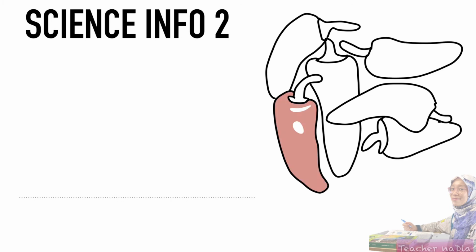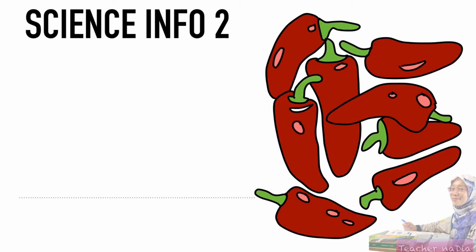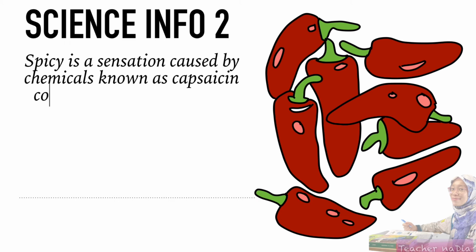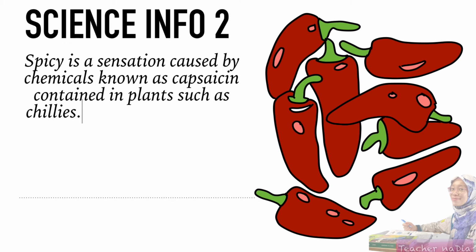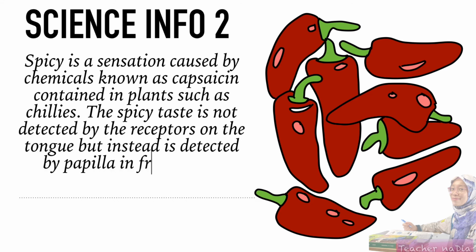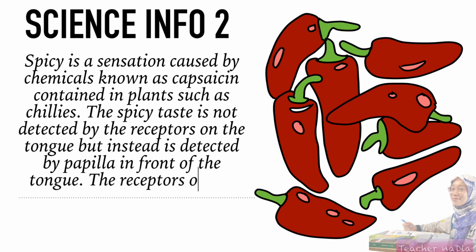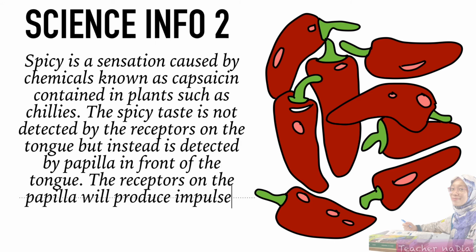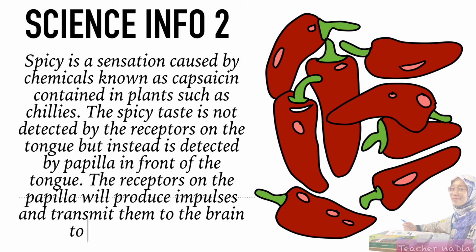The second info is about spicy. Is spicy a taste? Actually, spicy is a sensation caused by chemicals known as capsaicin contained in plants such as chilies. The spicy sensation is not detected by the taste receptors on the tongue, but instead is detected by papillae in front of the tongue. The receptors on the papillae will produce impulses and transmit them to the brain to be interpreted as spicy.